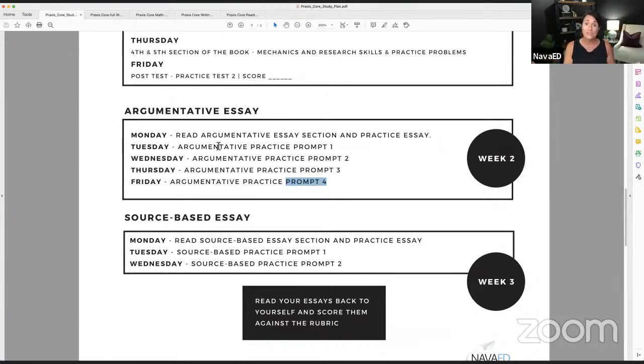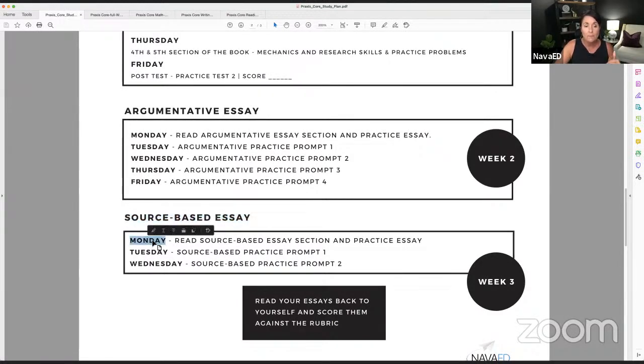So you could pull out this study plan. Do I think you should write 3 prompts a day? No, only 1 prompt a day. Stretch this out over time. You get better by incremental practice over time. That's the key, okay? Now let's go to source-based. A lot of people get freaked out by the source-based, but I actually think it's easier than the argumentative because they give you everything you need to write this exam.